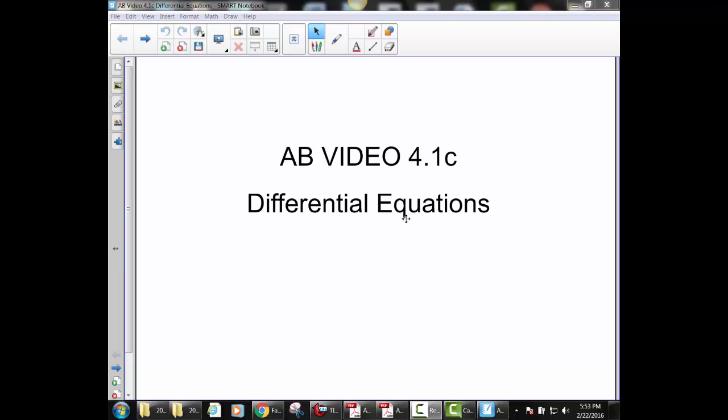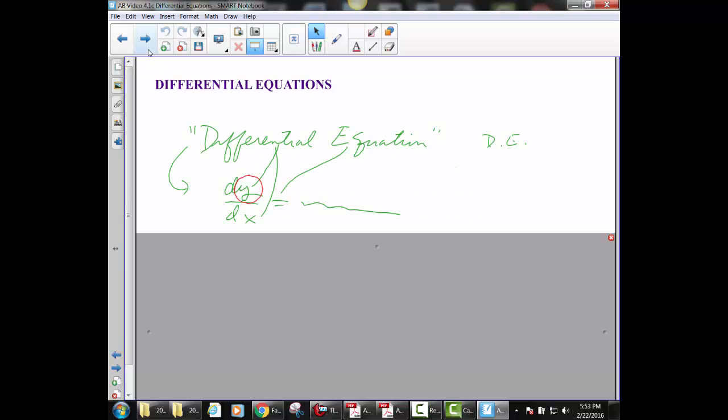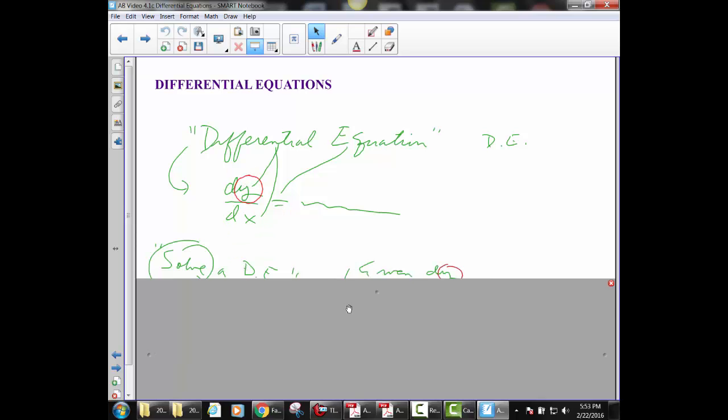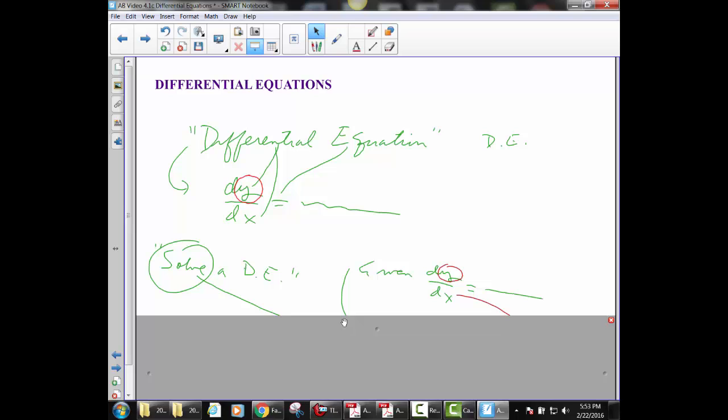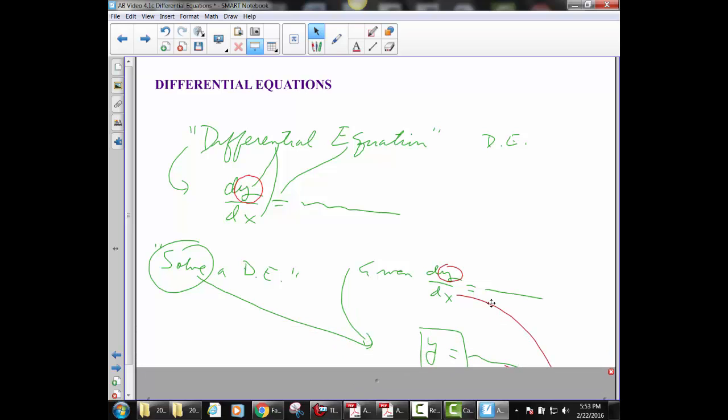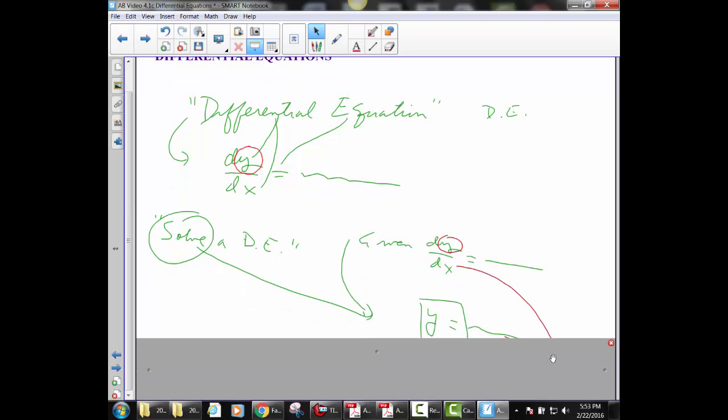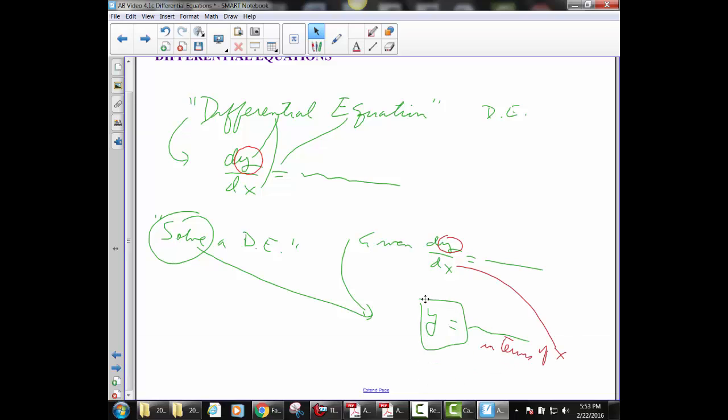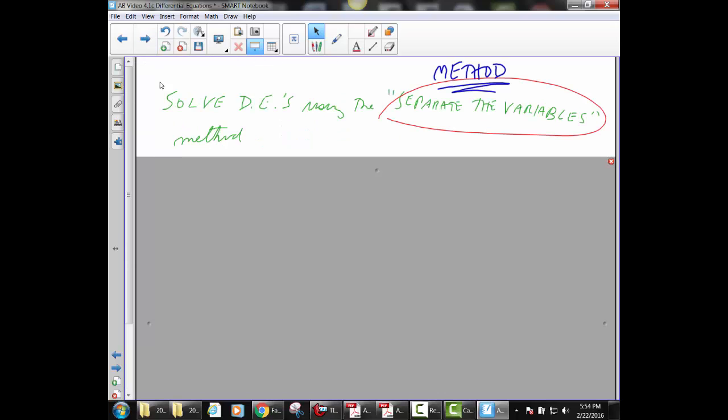So these are equations that have derivatives in them. It's an equation, so it's got an equal sign, and it's got a derivative in it. It's got a differential in it, a dy, a dx. To solve a differential equation, they're going to give you dy dx equals. To solve it means to find the function y whose derivative you were given. What is y in terms of x?